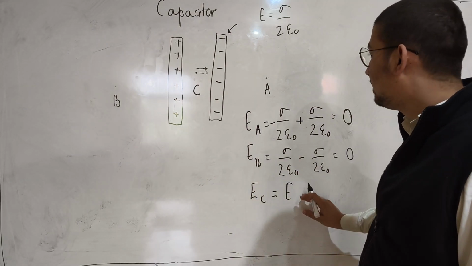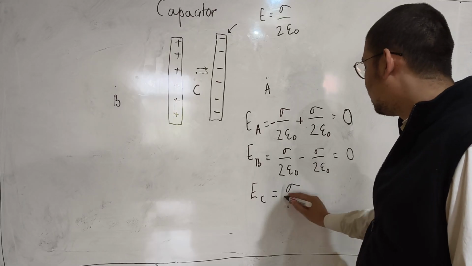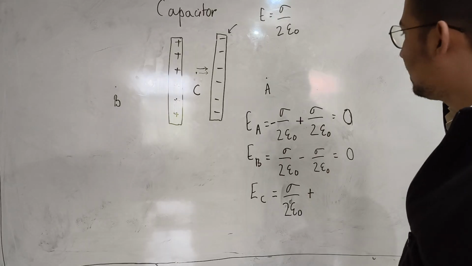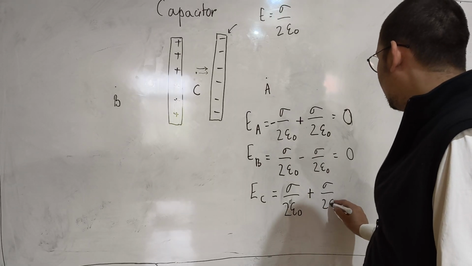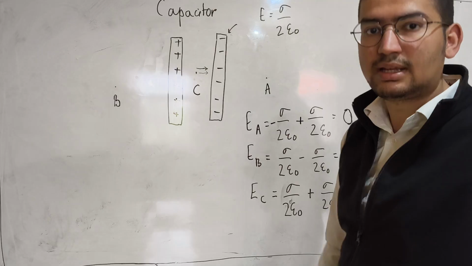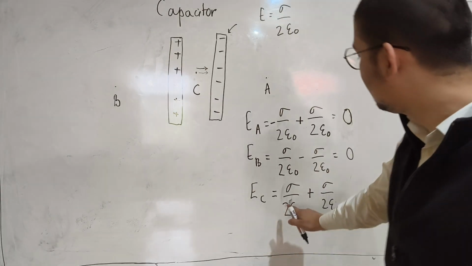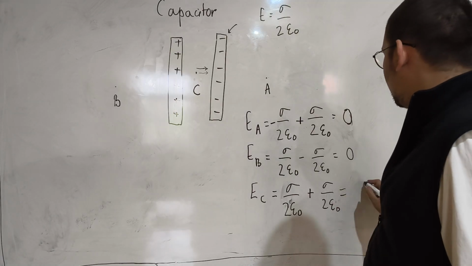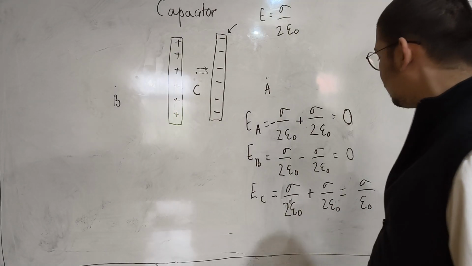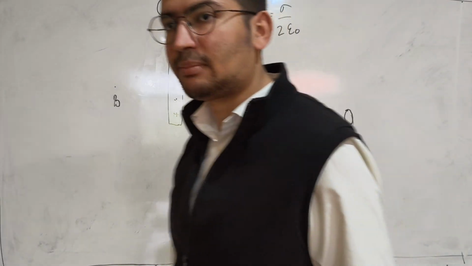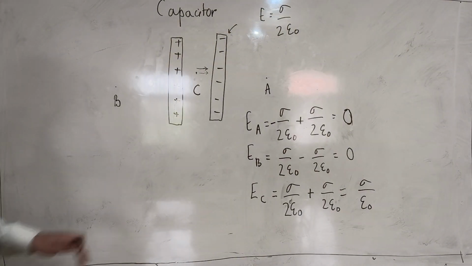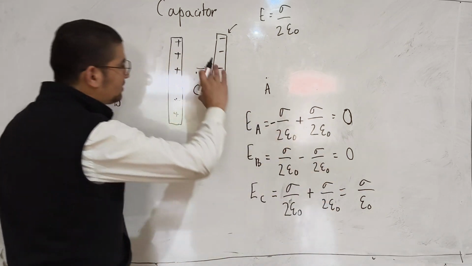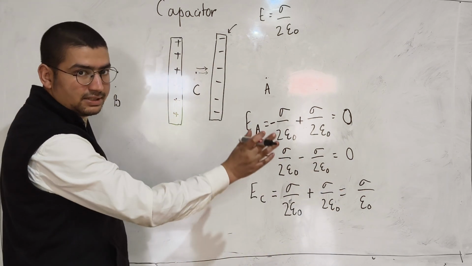So E at C is what? E due to the positive plate, which is sigma by 2 epsilon naught, plus E due to the negative plate, which is sigma by 2 epsilon naught. Since both the electric fields are in the same direction, we take positive for both. So when you add them up, you get sigma by epsilon naught as the electric field within the capacitor. So this amount of electric field, sigma by epsilon naught, exists here in between the plates.